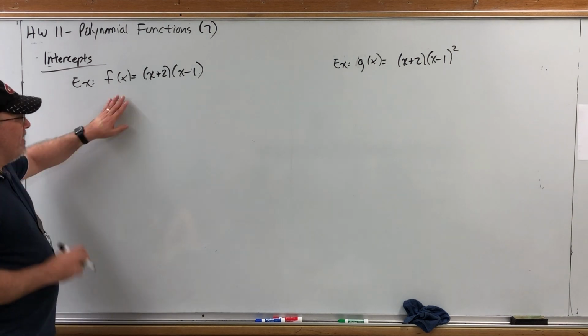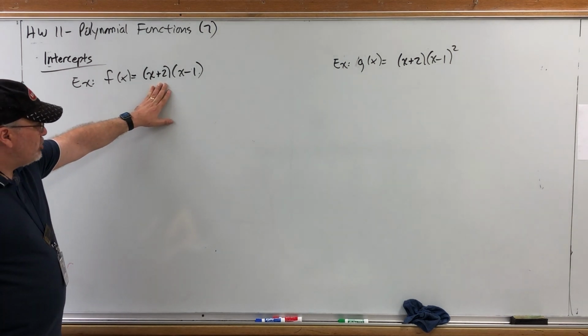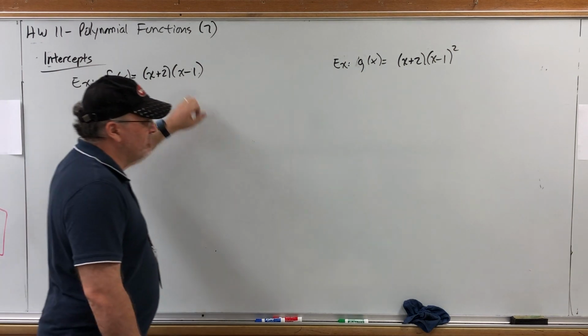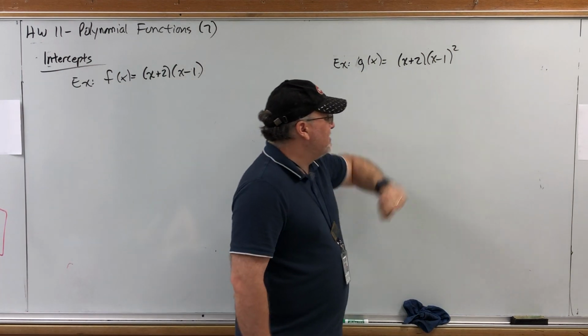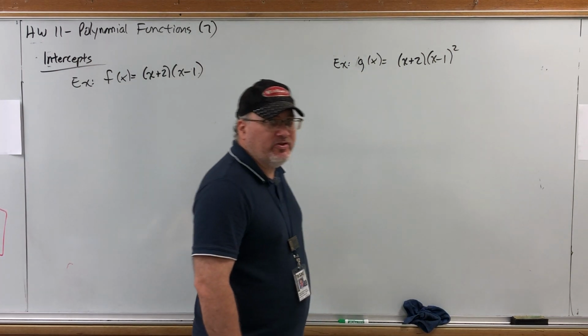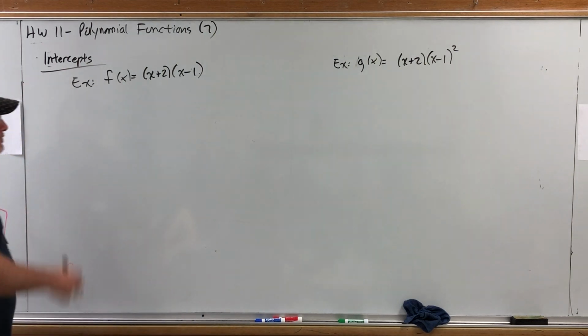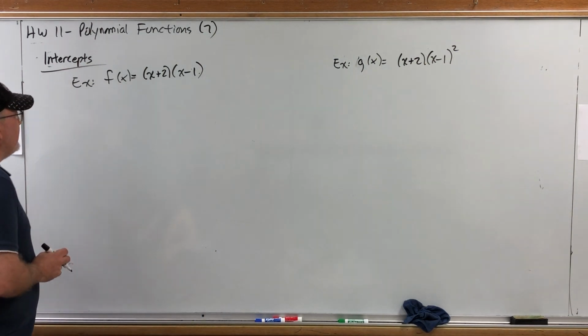Example 1 is f of x equals the quantity x plus 2 times the quantity x minus 1. And g of x is the same function except it's x minus 1 to the second power. So let's take a look at these intercepts.